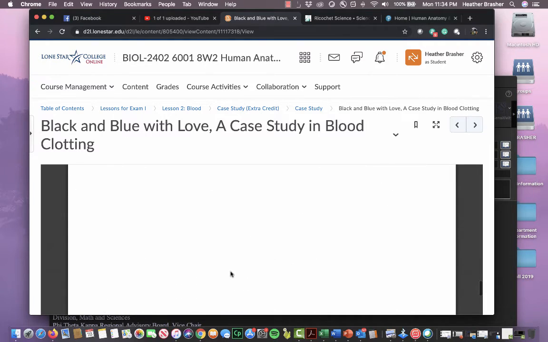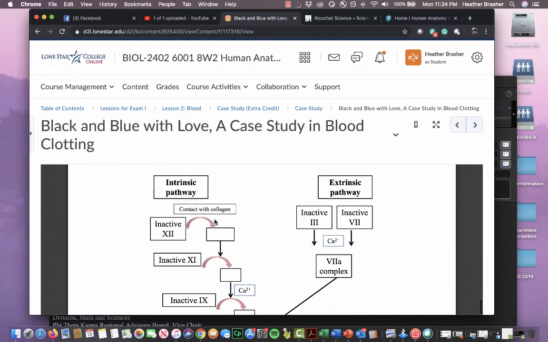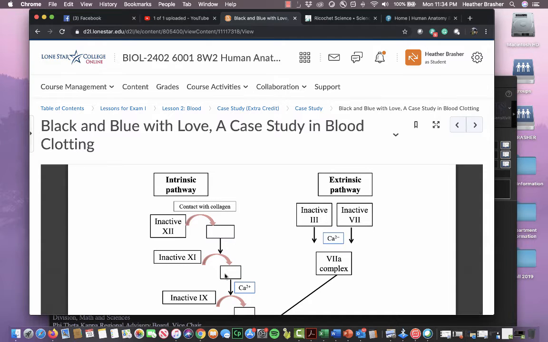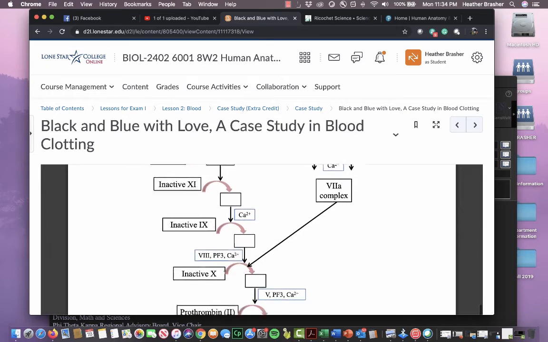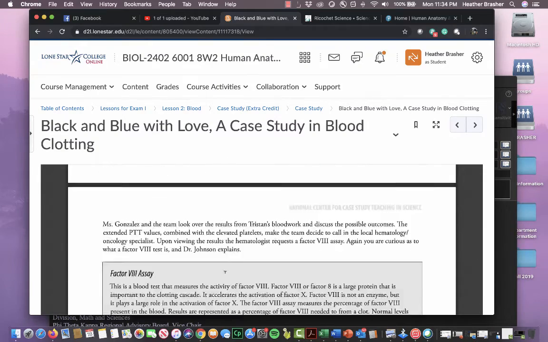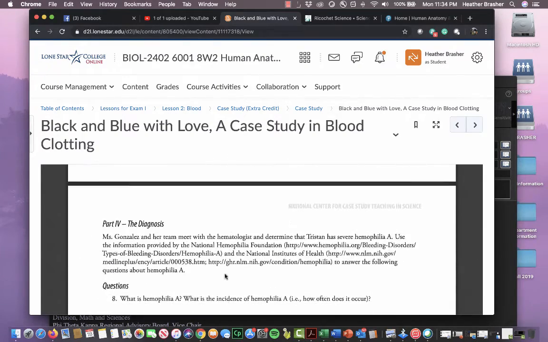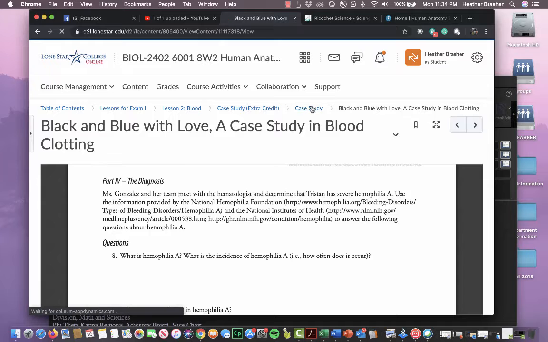And there are questions associated with those. It starts looking at and relating to pathways, or blood clotting pathways. And so they can learn a little bit about this, and then it goes into some genetics. And they do that on their own.